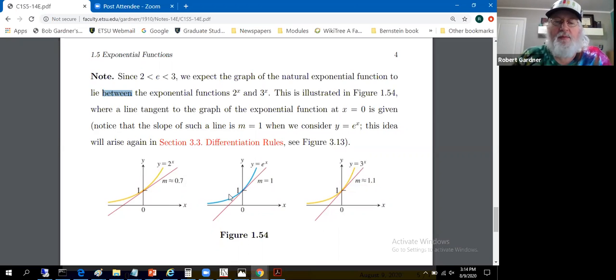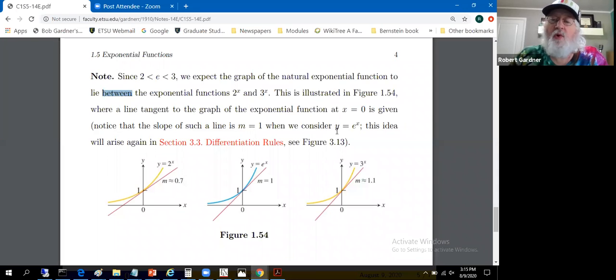Well, this blue curve, the exponential curve, should be a little bit steeper than y equals 2 to the x and a little bit less steep than y equals 3 to the x. And it turns out, bad math explanation, but it turns out if you'll draw a tangent line to y equals e to the x at 0, that is through the point 0, 1, it will have a slope of 1. And that nice, neat slope of a tangent line is related to the naturalness of the natural exponential function. That's all I got in terms of motivating the naturalness.